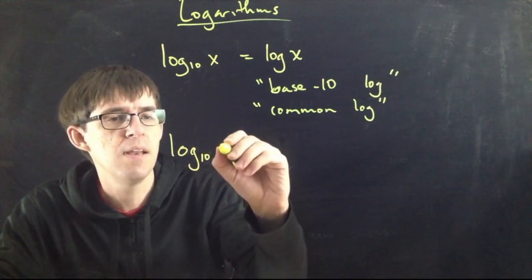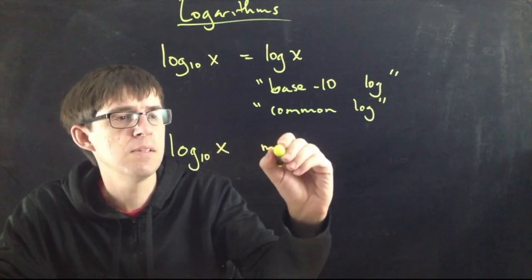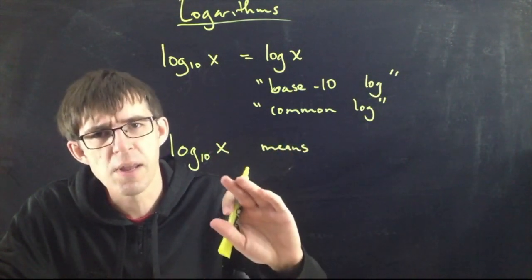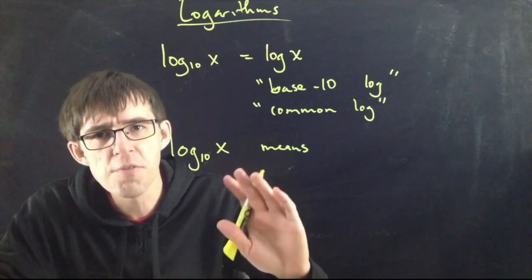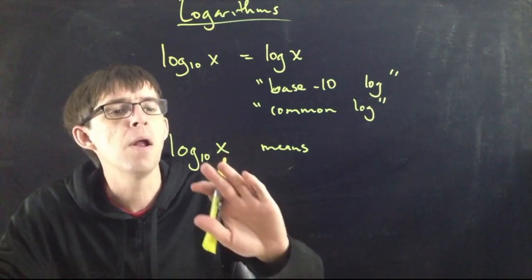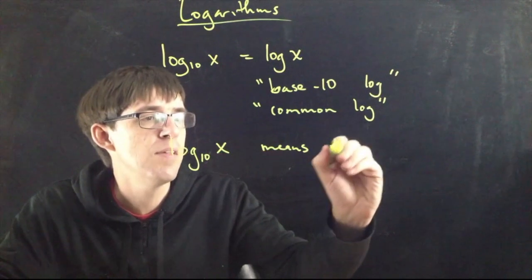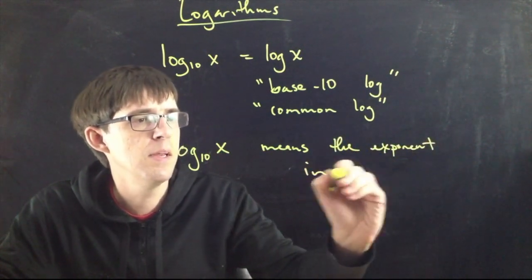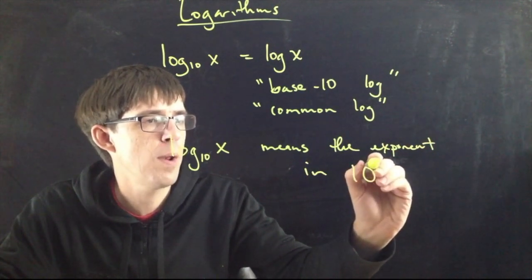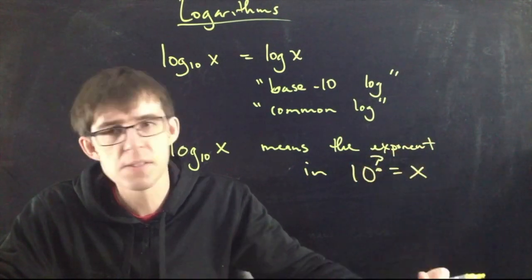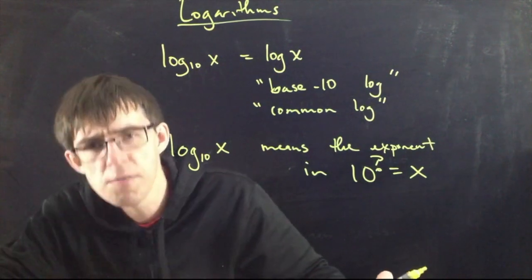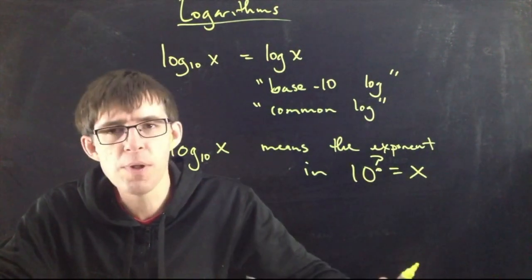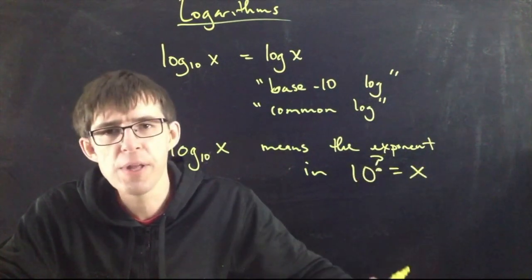Log base 10 of x means... there isn't really a formula for it. That's why you have a button on your calculator. There isn't another formula for the log. It is its own thing. But what it means is the exponent in 10 to what power equals x. So when you're trying to find the log of a number, you have to figure out what exponent would make 10 to that power equal that number.